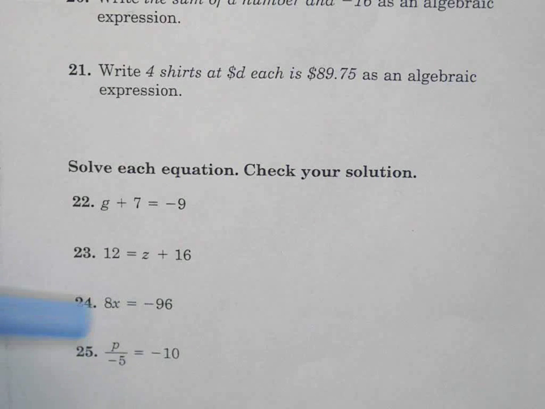Question. I am now on my last section for the day. Question number 22 says, G plus 7 equals negative 9. Now, if this was G plus 7 equals 9, most people are going to do a little guess and check. They're going to put 2 in there. It ain't going to work. Now, you're supposed to use the additive inverse.